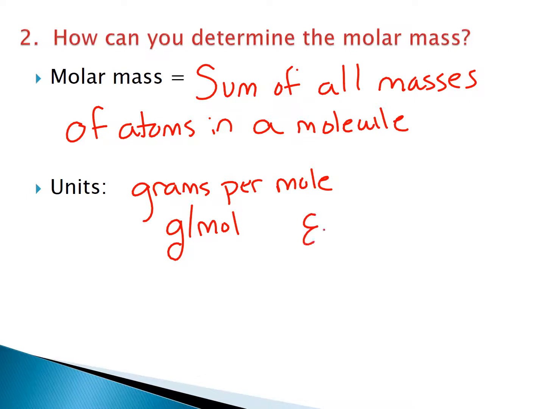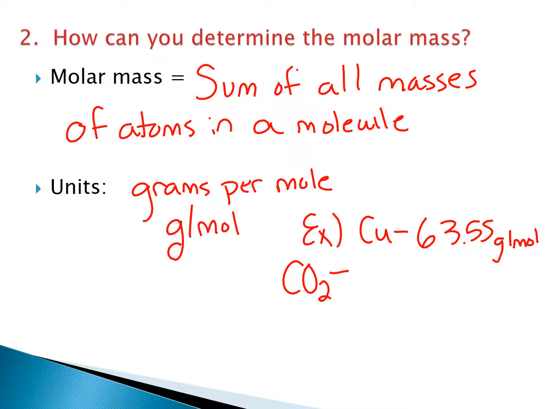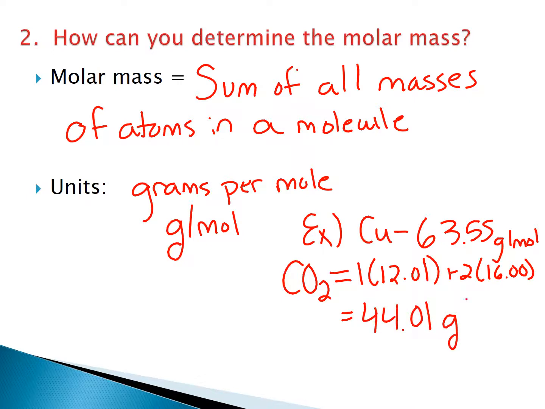If we're just looking at an atom, like for example copper, we would just get the mass right off the periodic table, so 63.55 grams per mole. But if we're looking for something like carbon dioxide, we'd have to add up 1 times the mass of carbon plus 2 times the mass of oxygen, and we would get 44.01 grams per mole.